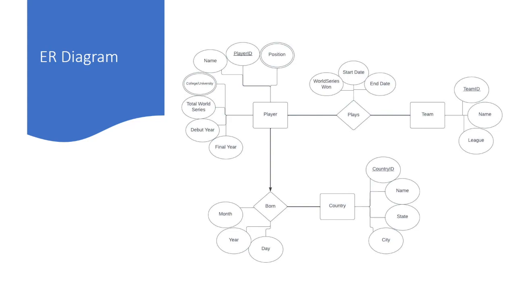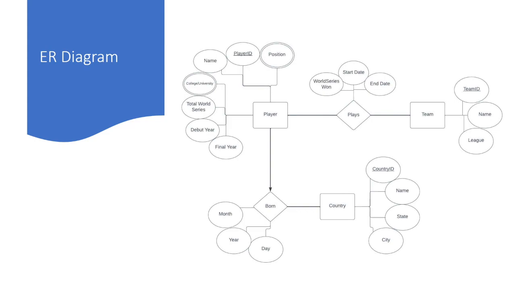Now players have a relationship of plays with the team entity. This relationship is many to many because players can play for multiple teams throughout their career and teams can have multiple players play for them. Now the plays relationship has 3 attributes. The most obvious ones are the start and end dates to show when a player started to play with the team and when they stopped playing with that team. We also decided to add a World Series attribute to indicate if the player has won a championship with a specific team.